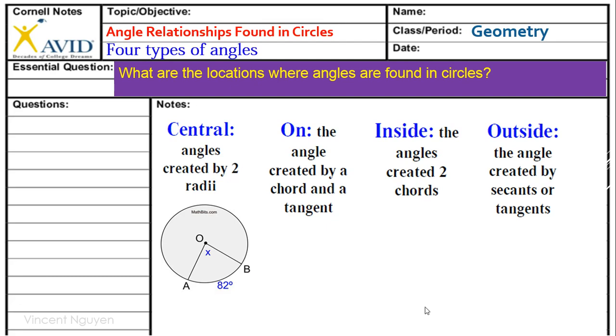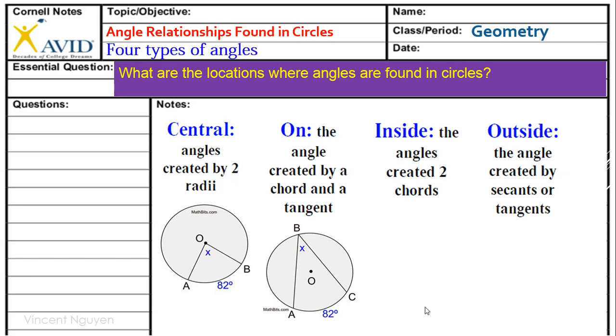Another type of angles you'll find is on the circle. These are called inscribed angles. The vertex is on the circle, so you just kind of find the vertex where it is. If it's in the center, they're called central angles. If it's on the circle, then we call them inscribed angles.